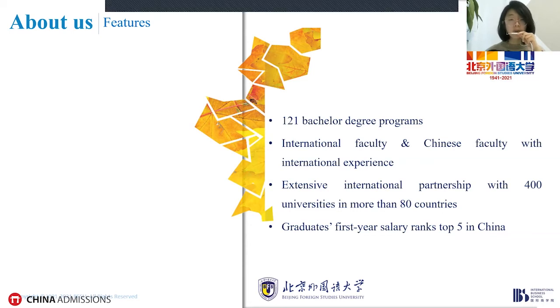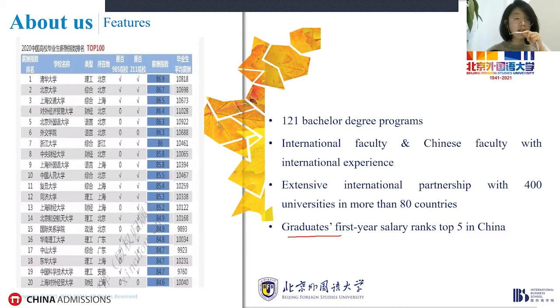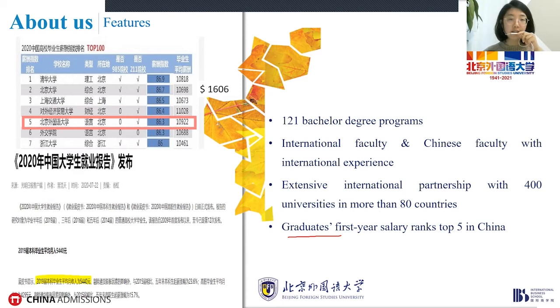And the last but most important part is that our graduate salary is very high. You can definitely find this information online. BFSU is in the top 5 in China, and our students can get around 10,000 RMB when they graduate, which is around 1,600 USD. And if you read the report, the average level in China is 5,000. So we are about twice as high as the average level.